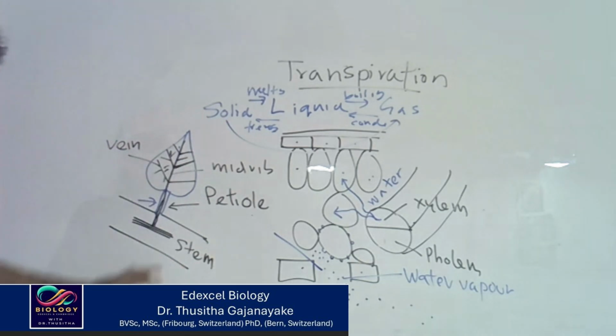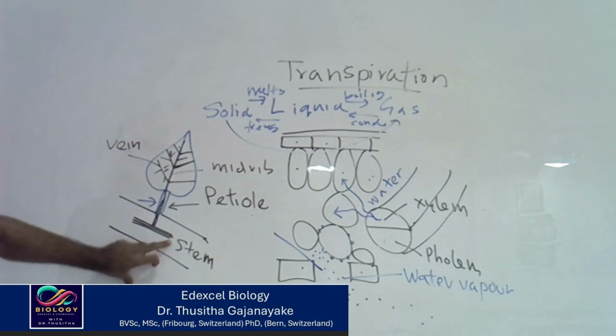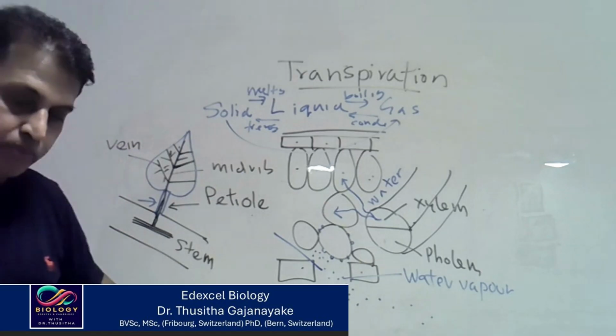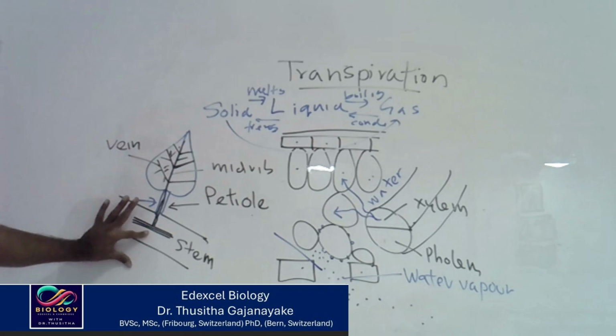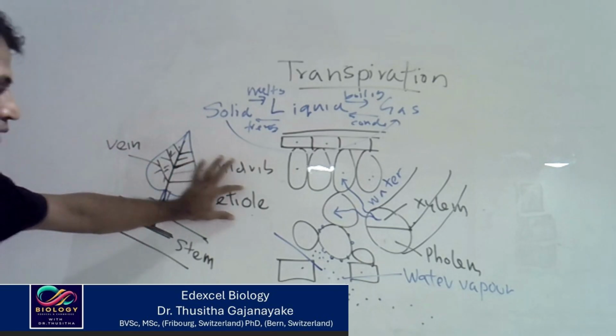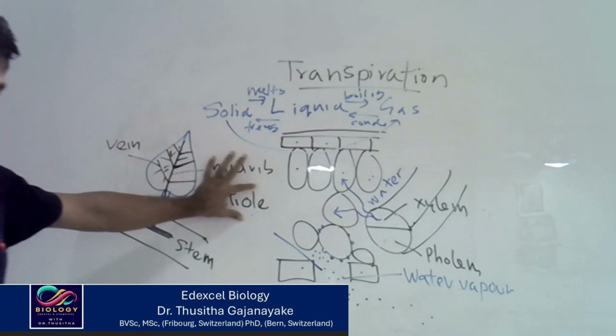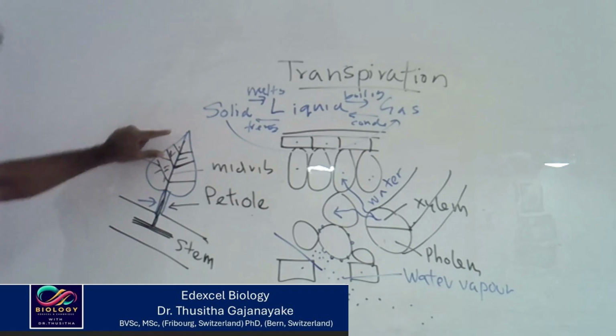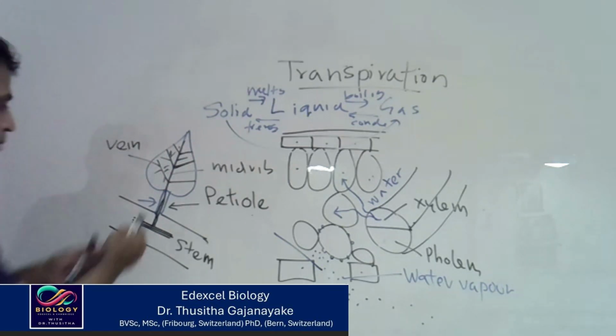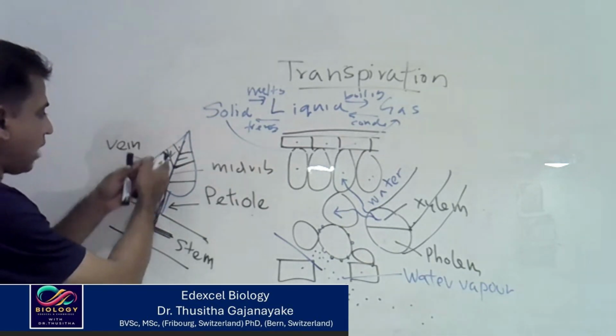So the xylem and the phloem are coming from the root to the stem. From the stem, it is attached to the part called petiole. The petiole continues as a midrib. The midrib is branching to make the veins. That means xylem and phloem is going all the way down to the end.